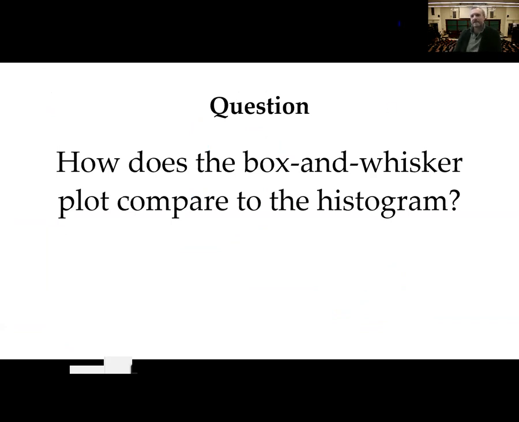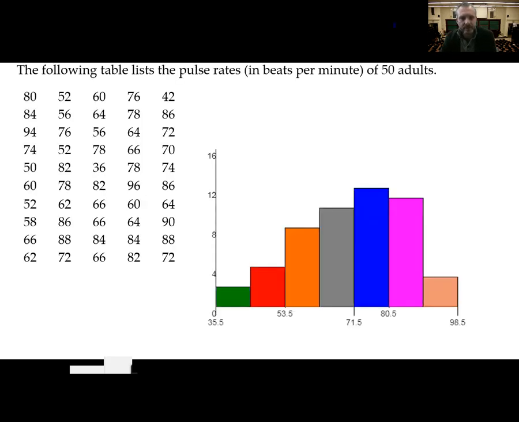So the question now is, how does that compare to the histogram? Well, here's an example that we did previously. I have these pulse rates, and I went ahead and, obviously this isn't by hand, I have this histogram here. I want to see what the box and whisker looks like compared to this histogram. So I'm going to place the box and whisker using this same horizontal axis, above the histogram. And so we should be able to make some comparisons here.